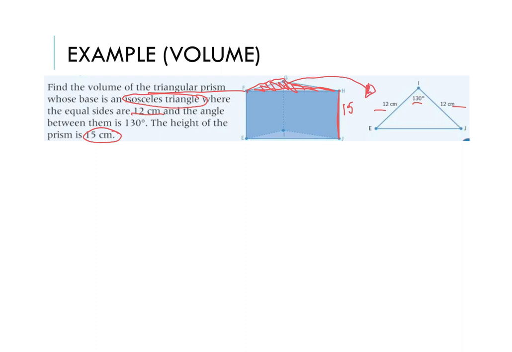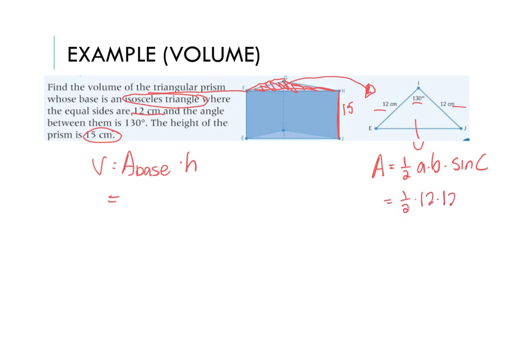In order to find the volume of this triangular prism, we need to remember the formula for a prism, and the area of the base is the area of this triangle. Now this requires us to think back to things we learned previously. The area of a triangle, we can use the equation 1/2 ab sine C when you have the two sides and the angle between them. So we have 1/2 times 12 times 12 times sine of 130. And we're going to use that to find the volume.